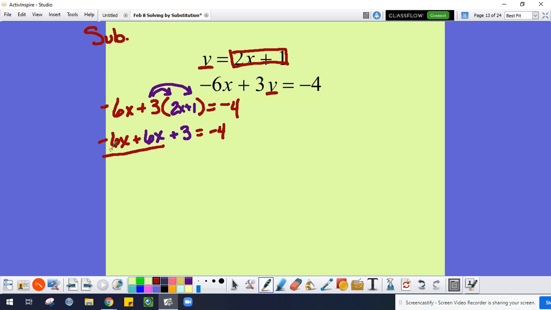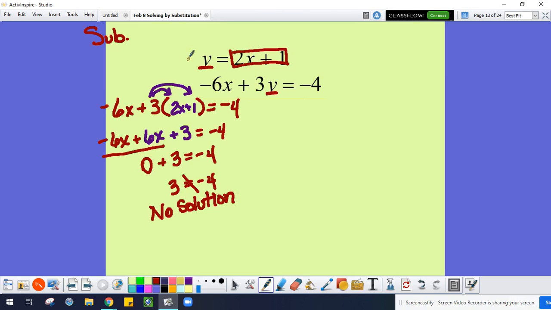Negative 6x plus 6x, that's actually 0. So 0 plus 3 equals negative 4. 0 plus 3 is 3. So 3, no, that does not equal negative 4. So remember, when you've done your work and you double check that everything has been worked out properly, that you did not mess up, your x's, your variables have canceled, but you have a false statement, then you will write the words no solution.